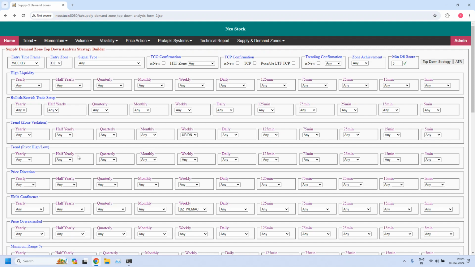So what I am going to do here, in trend weekly time frame, zone violation trend, I am selecting uptrend, because I just tested whether there are any downtrend weekly EMA demand zones. We got very few stocks, 3 stocks only. We just ignore them, because we are going for long trades. Demand zone weekly EMA, we plan long trades. For a long trade, the trend should always be uptrend.